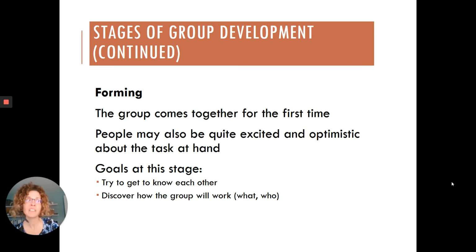They look around and they go, oh, yeah, I think these people seem decent. These people seem like the kind of folks who could get things done. I mean, at the end of the day, we all want to do well, right? The goals of that first stage are getting to know each other and figuring out how we're going to get the work done. What do we have to do exactly? Who's going to do it? How's it going to get done?